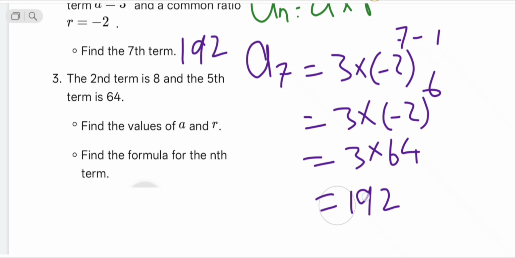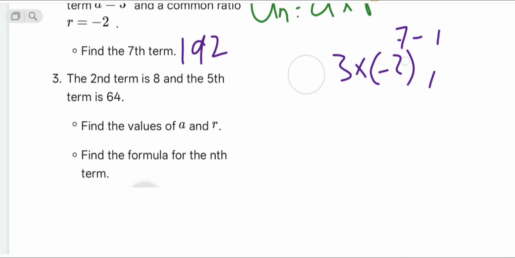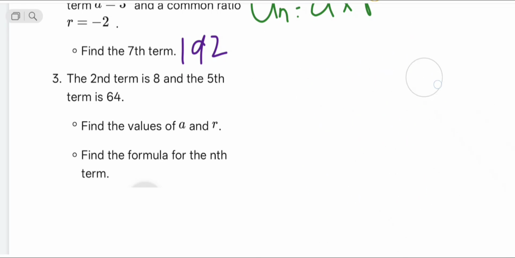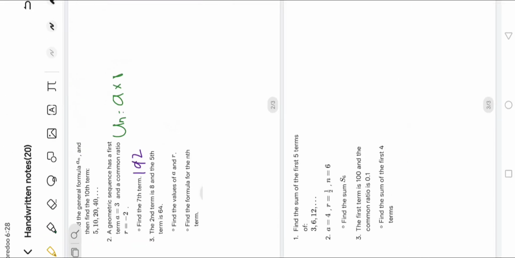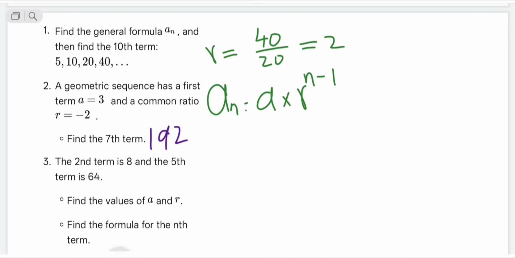Look at question number 3. In question number 3, the second term is 8 and the fifth term is 64. So let's see, we'll write the equation by using the same formula.